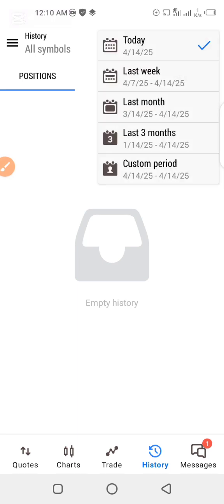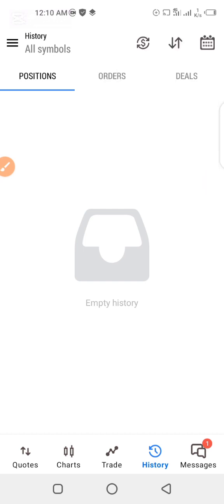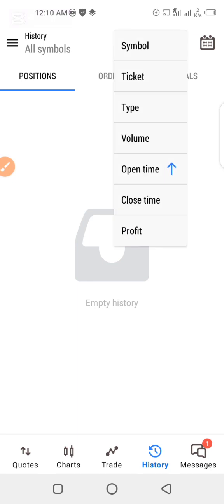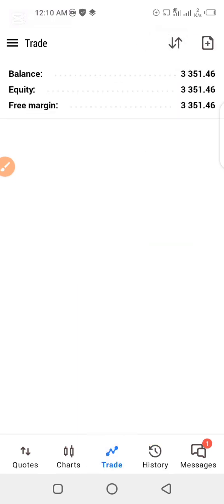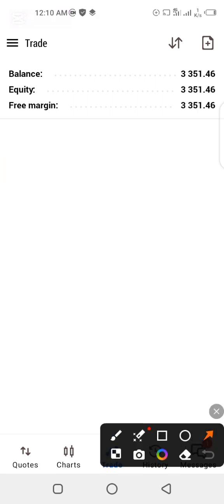This is the calendar by the side. You can go as far as the last 3 months of your trade and the rest of them. Here you can check your symbols and the rest of the ticker and your times. We'll go back to trade. This is where the main show is all about. So you're gonna be clicking here.